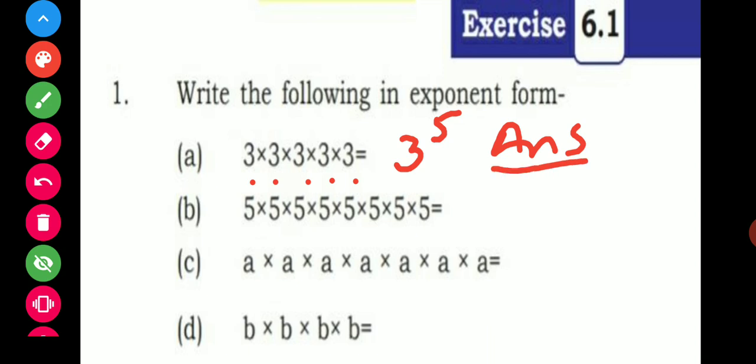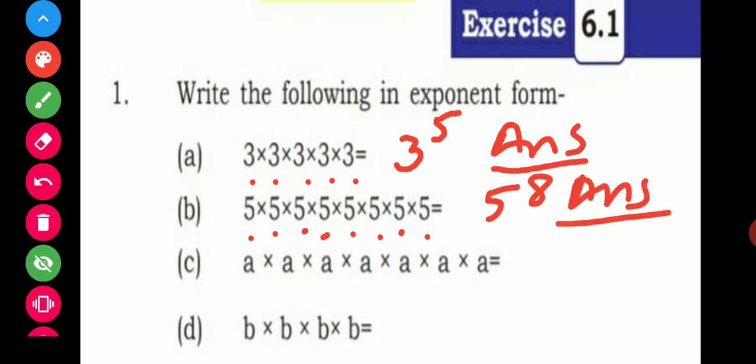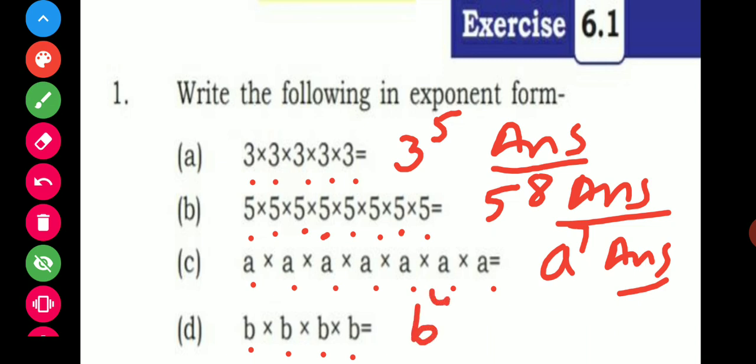Now count the 5s. 1, 2, 3, 4, 5, 6, 7, 8. So it becomes 5 to the power 8 as an answer. Now come to the C part, that is 1, 2, 3, 4, 5, 6 and 7. So that is a to the power 7. It's your answer. Now here is b, 1, 2, 3, 4. So b to the power 4 as your answer.